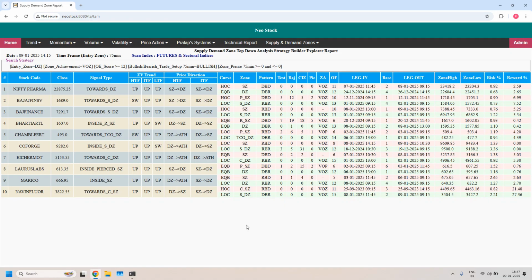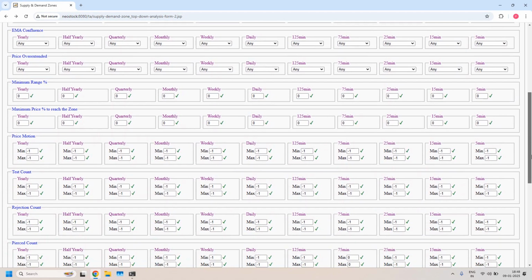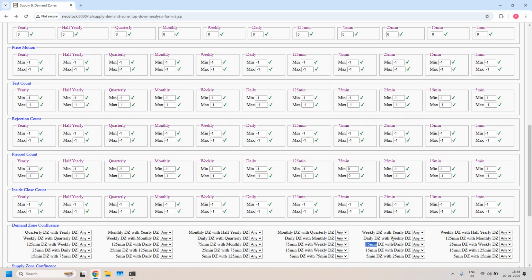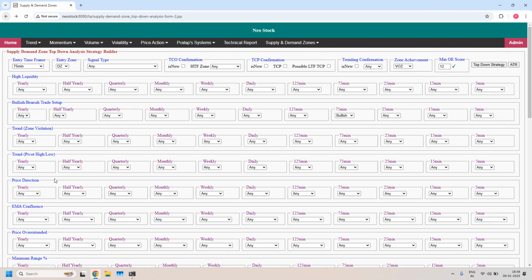So first filter is LTF and ITF demand zone confluence, that is 75 minutes and daily demand zone confluence. I am enabling the filter. With this filter, out of 10 stocks, we got 9 stocks. In all these 9 stocks, these 75 minutes demand zones are part of the daily demand zone. That's why if the daily zone is having daily EMA confluence, because the ITF trend is up, that means daily trend is up. There could be even more high probability stocks.